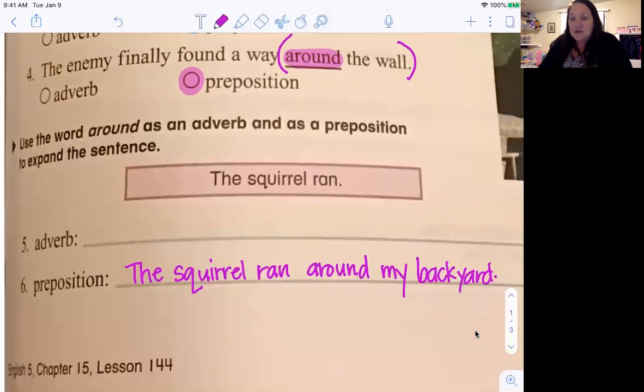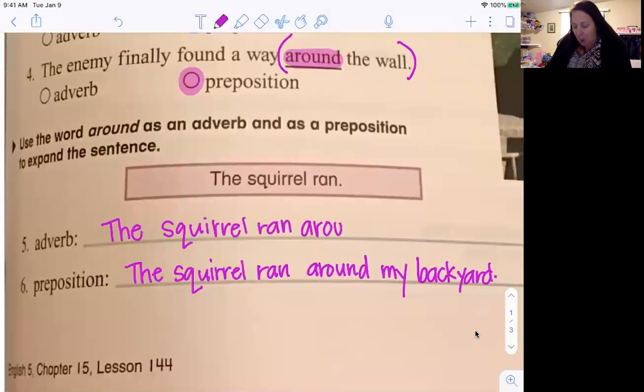See if you can just do a sentence with an adverb. Press pause. Okay, if you're back, let's look. Because we know adverbs can end a sentence, could we just say the squirrel ran around? We definitely could. The squirrel ran around. We don't have to say where it ran. Around in this case ends the sentence, so it has to be an adverb. Where did it run? It ran around.